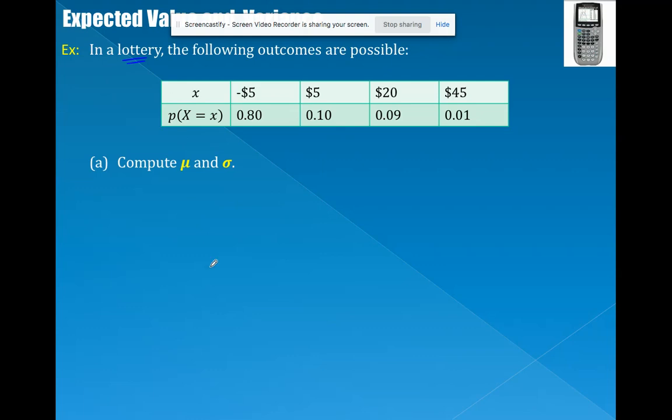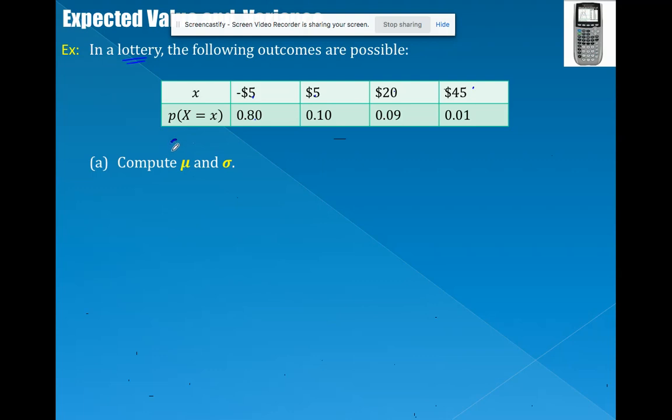So given a lottery, here are your outcomes. $5 for the ticket, and you lose. You lose that $5. You win $5, you win $20, you win $45. Those are your possible outcomes. You have an 80% chance of losing your original $5. 10%, 0.9, 0.1.